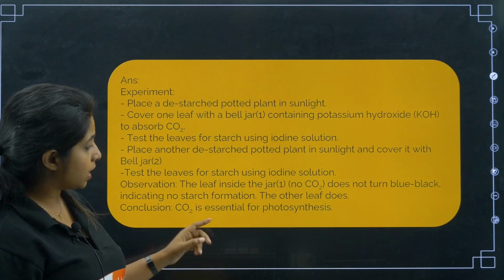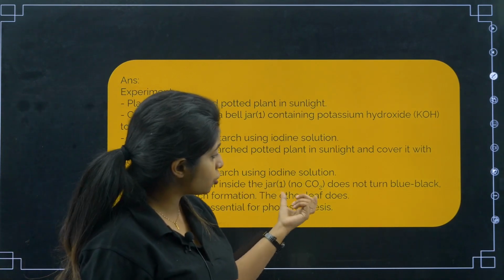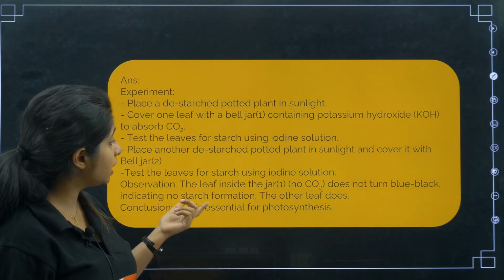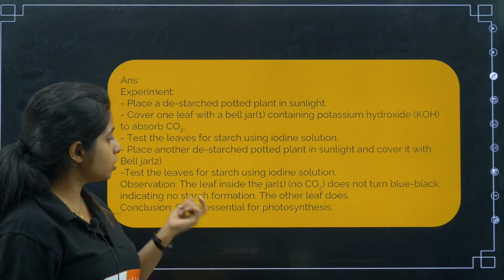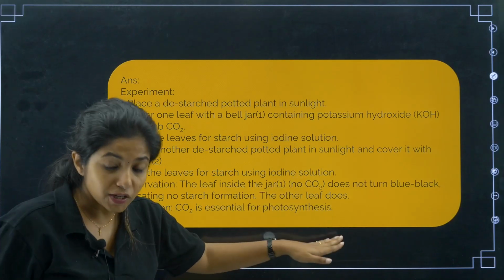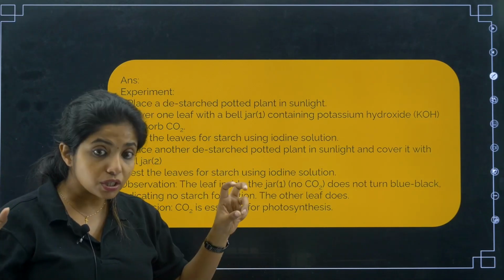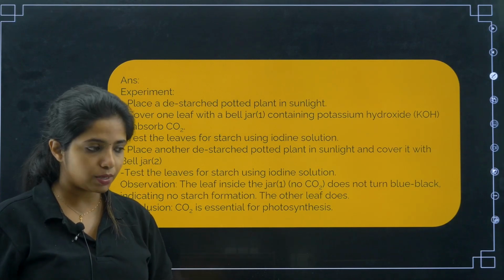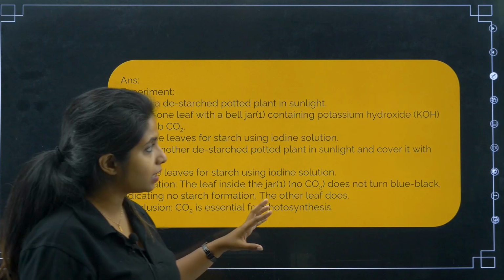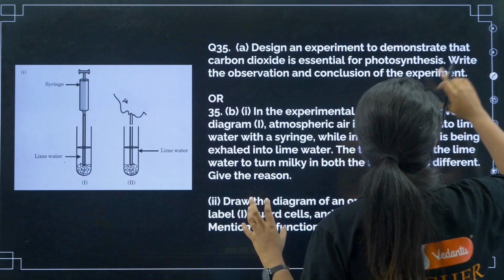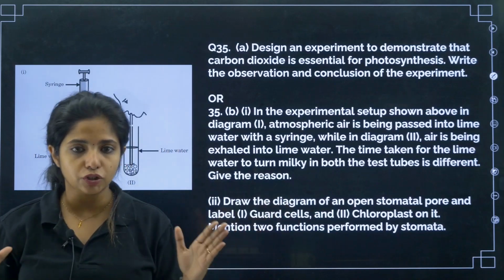Now you have to write like this: experiment, observation, conclusion. Observation is that the leaf inside jar 1 does not turn blue-black, indicating no starch formation. The other leaf does. Okay, conclusion: CO2 is essential for photosynthesis, as when CO2 was absorbed by potassium hydroxide, it was not giving a positive starch test, or basically iodine test. Cool? Easy. Show blue-black, say that iodine will turn the leaf blue-black in color only if starch is present.